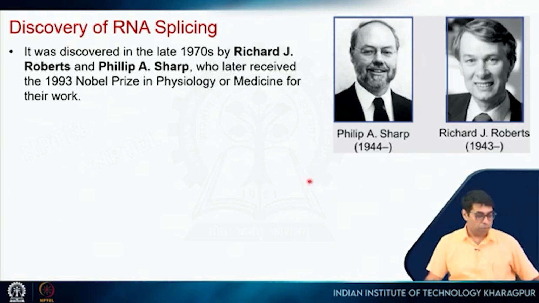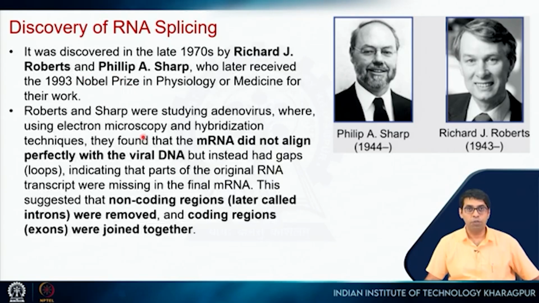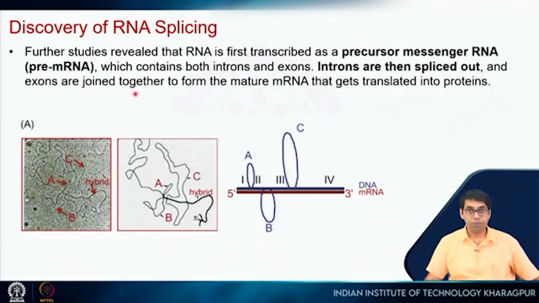So one more topic that is present in this is RNA splicing. It was discovered in the 1970s by Richard Roberts and Philip Sharp, who later received the Nobel Prize in 1993 for their work. They were studying adenovirus, and using electron microscopy, they were hybridizing the messenger RNA and the DNA. So RNA is synthesized from DNA, and when they hybridized this messenger RNA with the DNA, they found that it was not a perfect match, because there were a lot of regions in the DNA which were not matching with the RNA, and they would form these large loops like this.